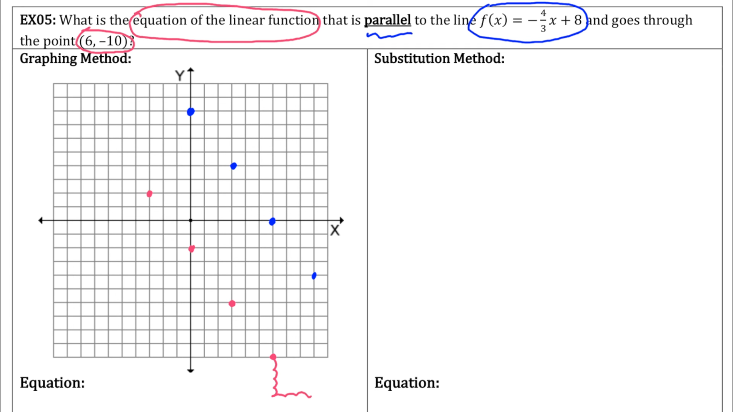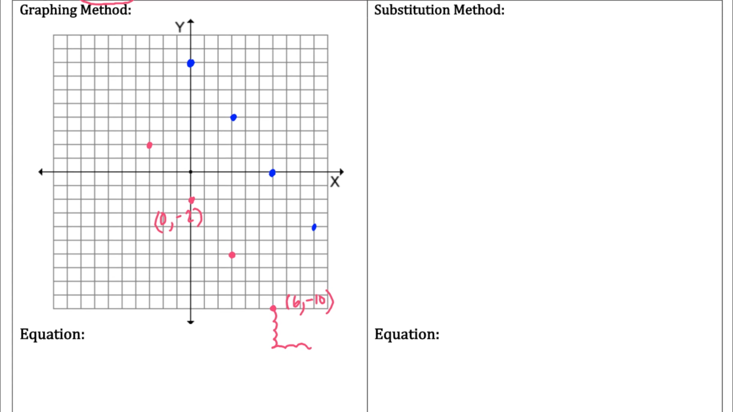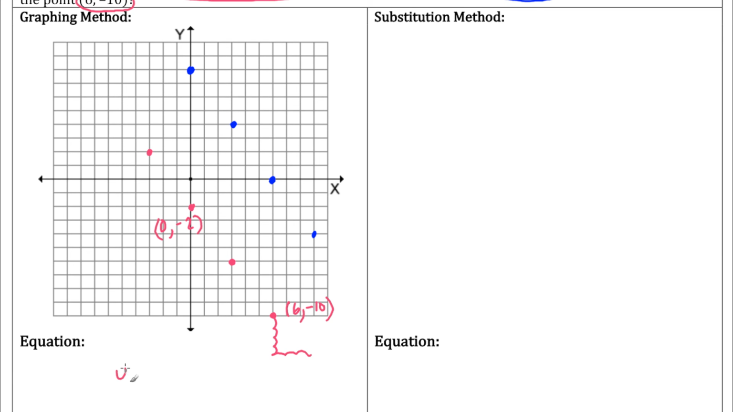Well, let me write that down first. This was where 6, negative 10 was. And this y-intercept is 0, negative 2. So the equation of our line is y equals, we have this minus 2 over here, and this has to be negative 4 over 3 also. That's the equation of our line.